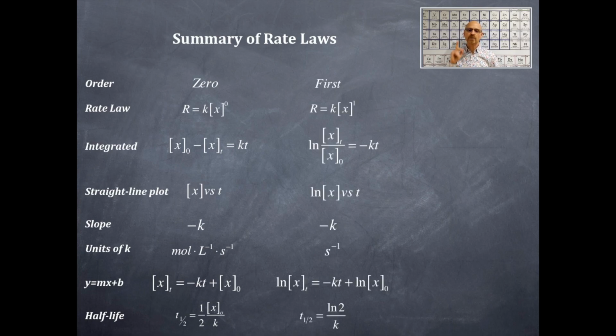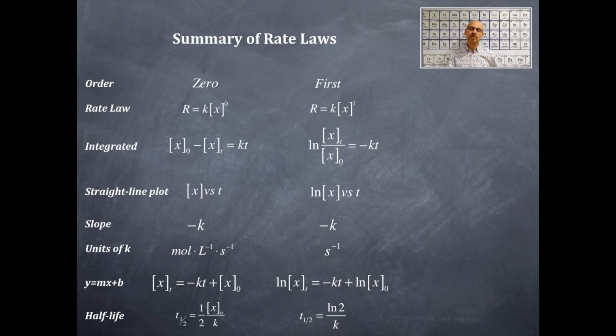So here's the next one, which is in the middle, and that is a first order rate law. So the first order rate law itself is R is equal to k times the concentration to the first power. That's why we know it's a first order rate law. The integrated first order rate law, which I already went over, is natural log of x sub t divided by x sub naught is equal to negative kt. The straight line plot is natural log of concentration versus time. And the slope is negative k.